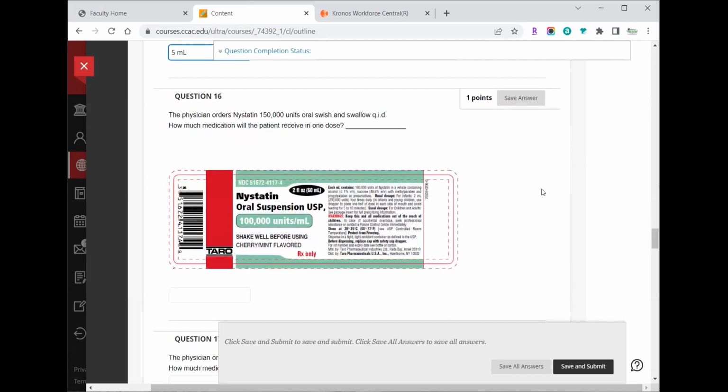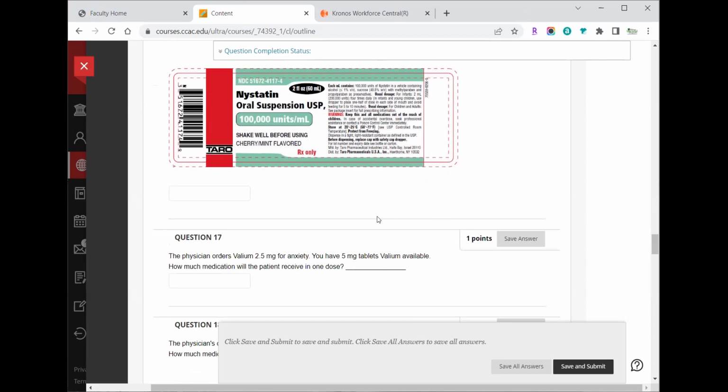Oral suspension. Anytime you hear oral suspension, you have to assume that it's liquid. If it's liquid, you know that it's going to be administered in milliliters. So the order is 150,000 units, and our available is 100,000 units per milliliter. So I'm going to take my 150,000 divided by 100,000, and I'm going to get an answer of 1.5 ml.